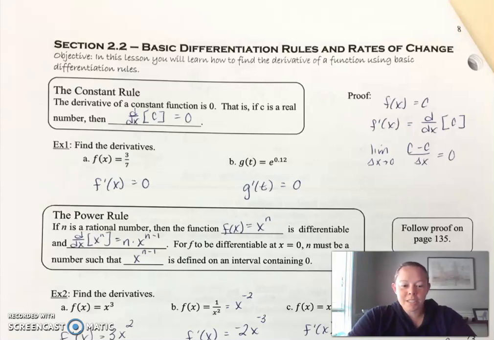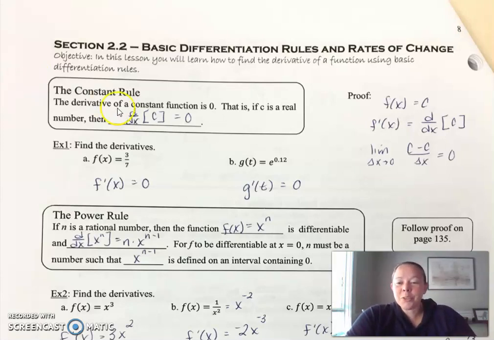Right, hello, this is section 2.2 for Calc AB, and we're going to be starting our discussion on basic differentiation rules. And the nice thing is you've learned how to find derivatives, but the only way you've learned so far is using the definition of derivative. And today we're going to get introduced to some actual shortcuts that save you a lot of time and headache.